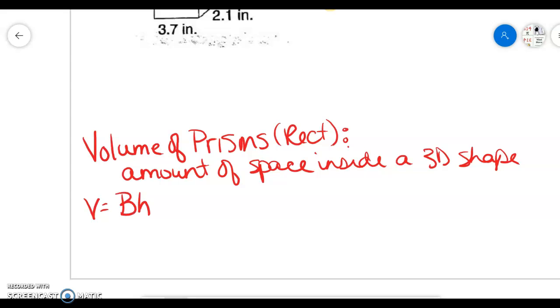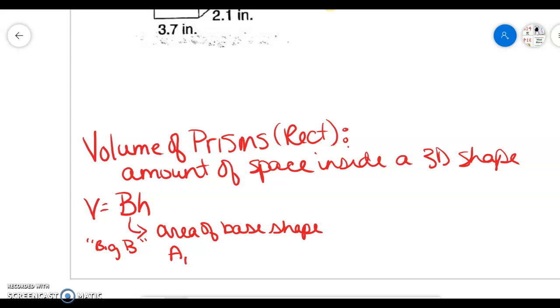capital B times H, where big B, as we call it, represents the area of the base shape. And on Tuesday, that was the shape we were coloring in to name our prism or our pyramid. This is also what we did before break.